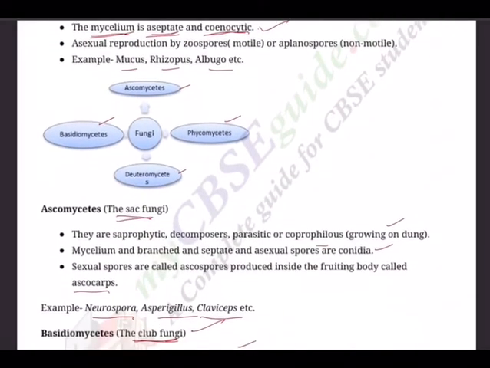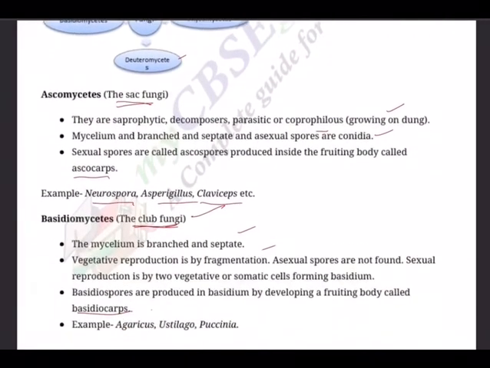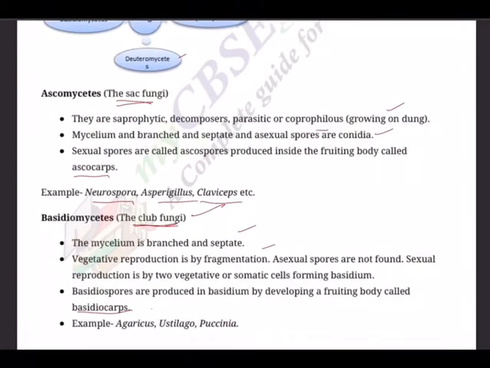Also continuing, Ascomycetes, the sac fungi. They are saprophytic, decomposers, parasitic and coprophilous, growing on dung. This is a new word, coprophilous. The mycelium is branched and septate, and asexual spores are conidia. Sexual spores are called ascospores. So you must remember this word, ascospores, and they are produced inside the fruiting body called ascocarp. Examples: Neurospora, Aspergillus and Claviceps.